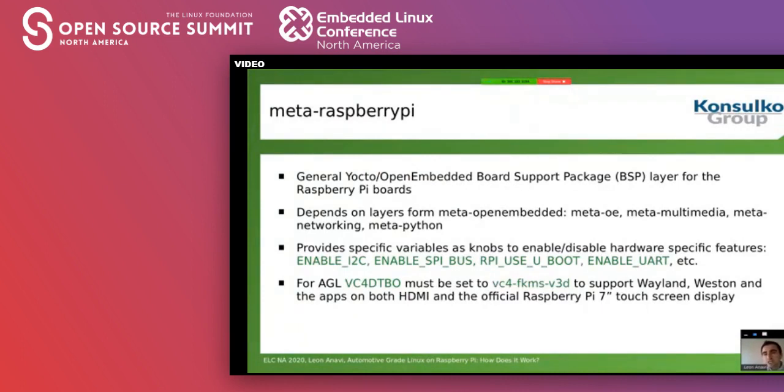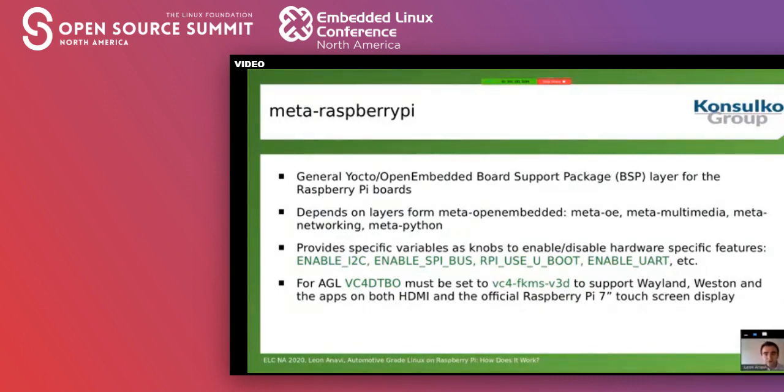A few words about Meta Raspberry Pi. We've already mentioned it on a couple of occasions. This is a general Yocto Open Embedded Board Support Package layer for all models and versions of Raspberry Pi. It depends on layers from Meta Open Embedded. These are Meta OE, Meta Multimedia, Meta Networking, Meta Python. It provides specific variables as knobs to enable, disable hardware-specific features. In AGL, we have the UART enabled as well as U-boot.